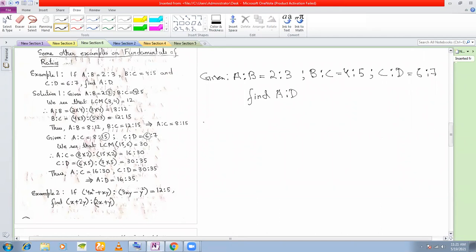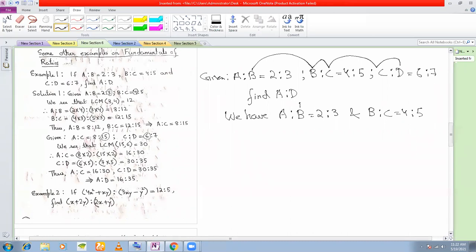Okay. Now, in order to solve this, I have A to B, then I have B to C, and then I have C to D. This is what I have, right? So I start with A is to B. The first two, A is to B is equal to 2 is to 3, and B is to C is equal to 4 is to 5.